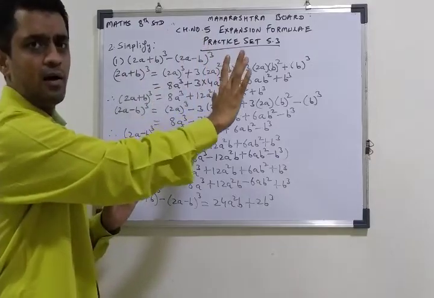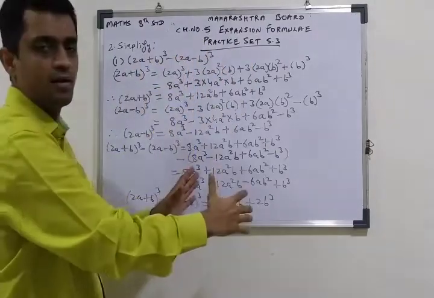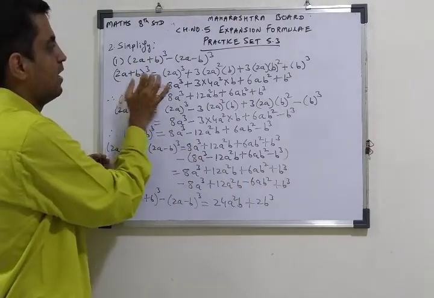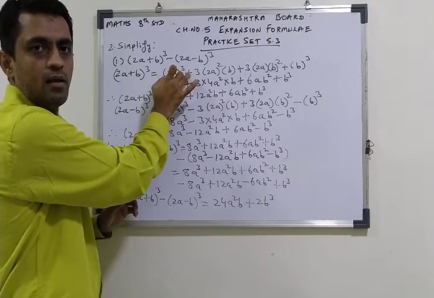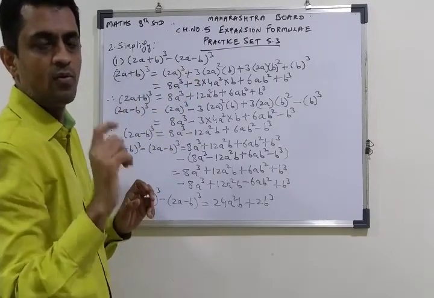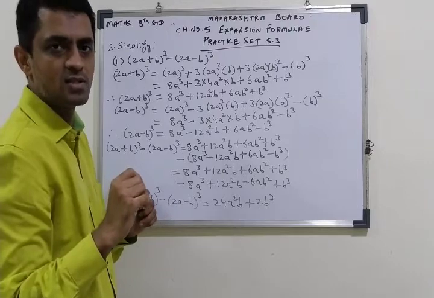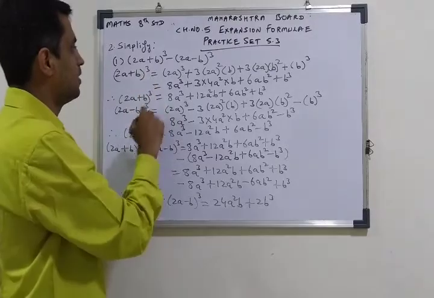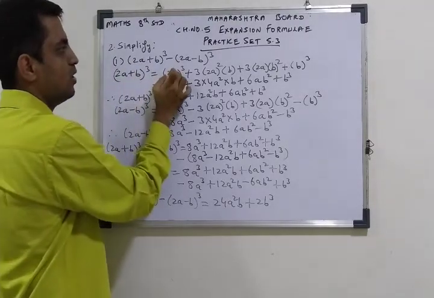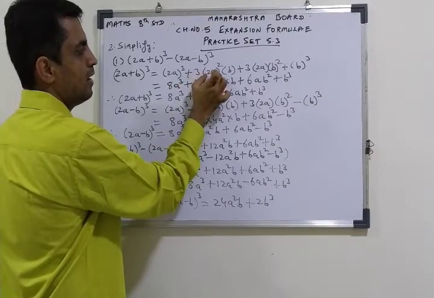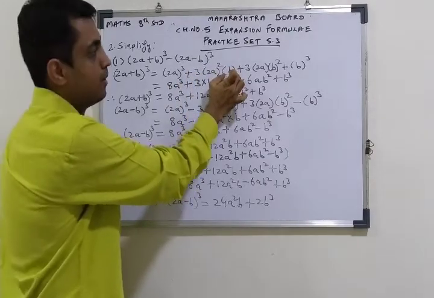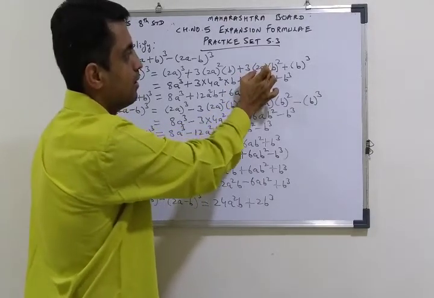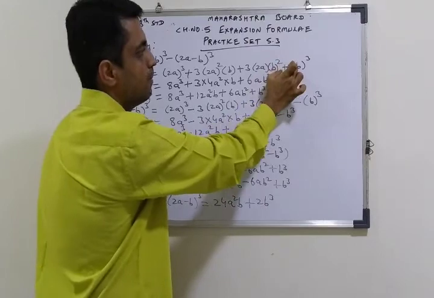No need of writing the formula. You can't write the formula because this is simplified, the more complex part. So we are writing this as it is. Now we are using the formula a plus b the whole cube. So what is it? A cube plus 3a square b plus 3ab square plus b cube. Let us substitute. A cube means this is a cube plus 3a square b plus 3a. Our a is 2a, b square, our b is b only, plus b cube.